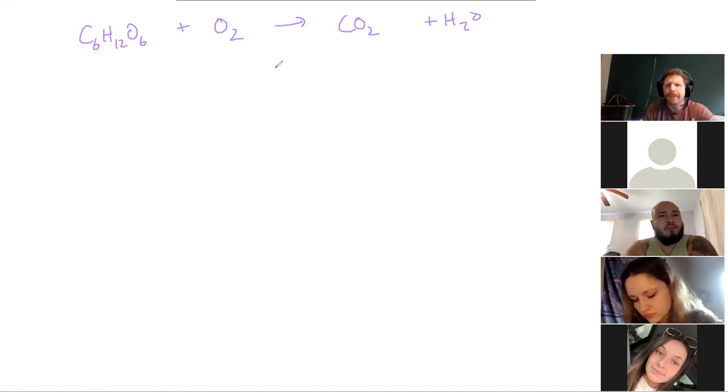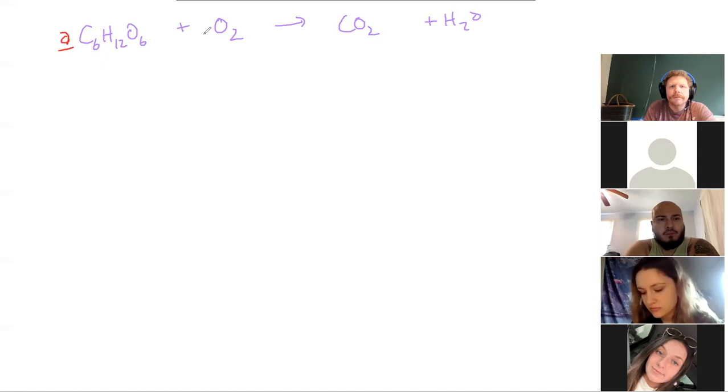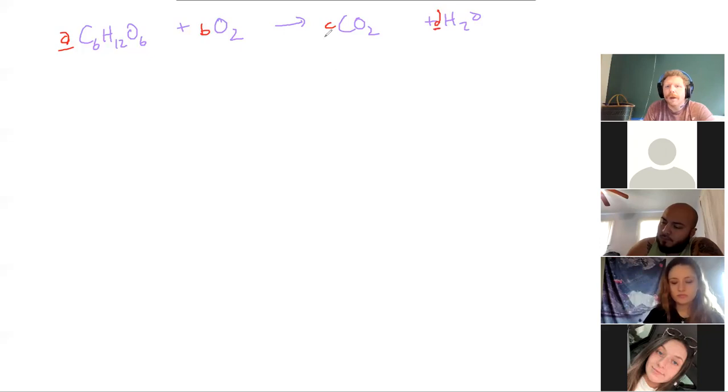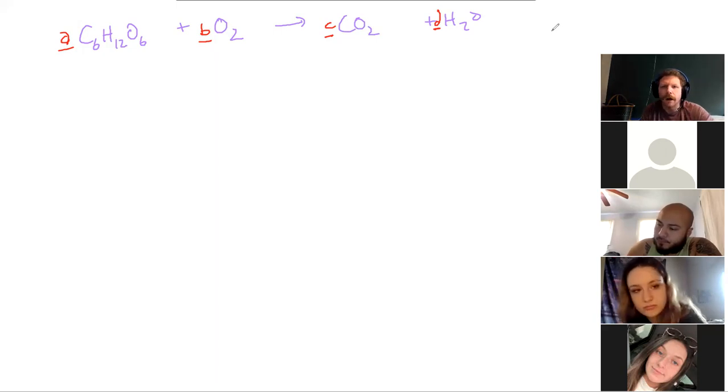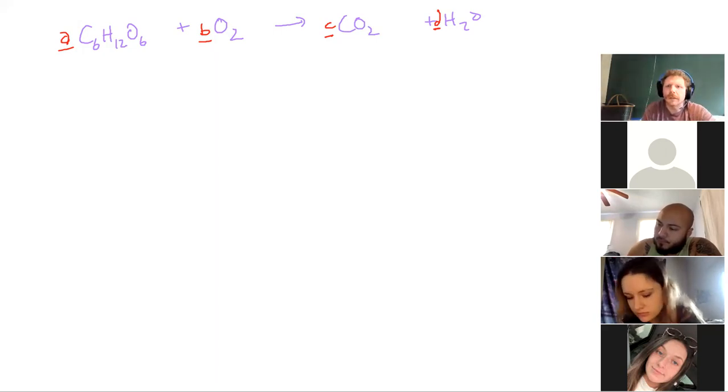So here I've got a little bit of a wrinkle in this one compared to the last one. I've got A, B, C, D. What I always like to do is write my coefficient and then underline it, because I don't want to read this C coefficient in front of CO2 as CCO2 and do my math wrong. Okay, so I'm going to say A, B, C, and D.